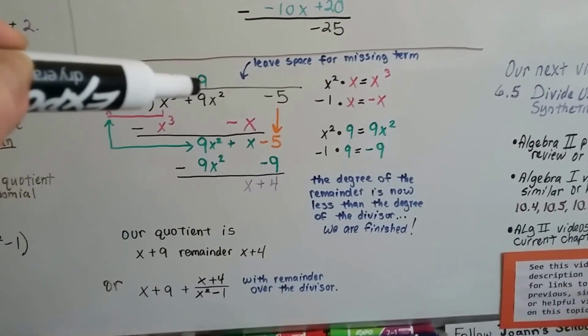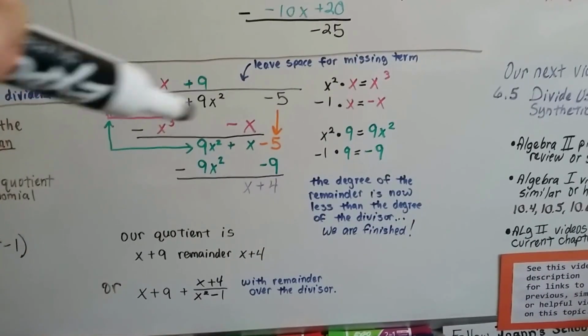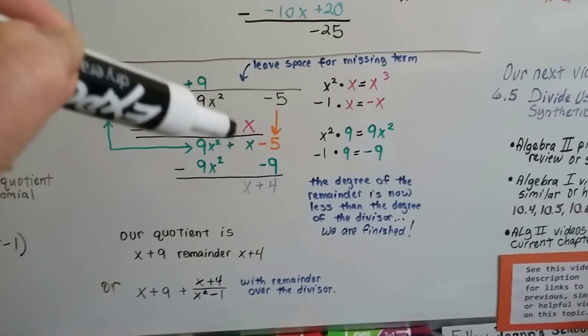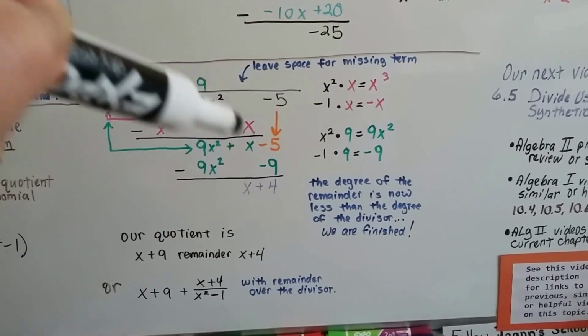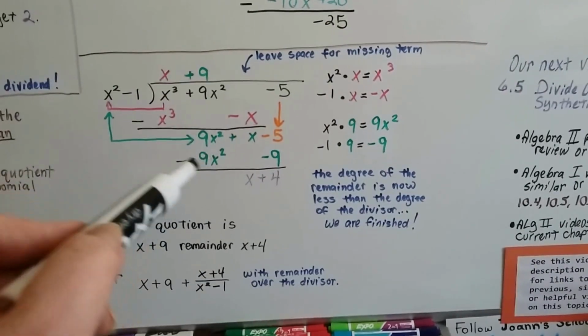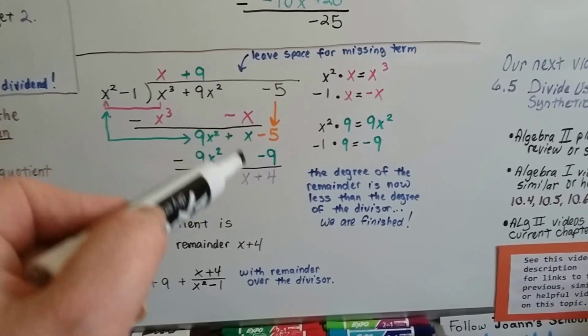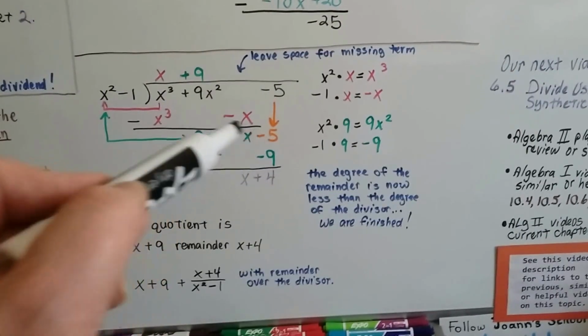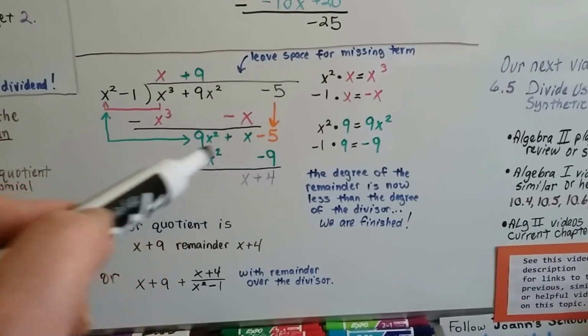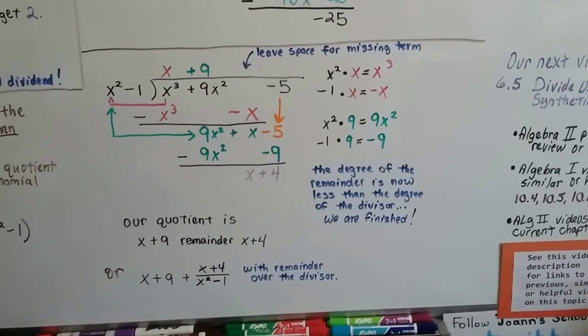We drop down this 9x squared, and because we're subtracting a negative x, we're going to add an x. See? It's adding the opposite. And then it's the negative 5's turn to come down. This is an additive inverse, a zero pair. We get rid of it. It's eliminated. We drop down the x. Negative 5 minus a negative 9. We're going to add the opposite. So we're going to add a 9. We're going to get a positive 4.